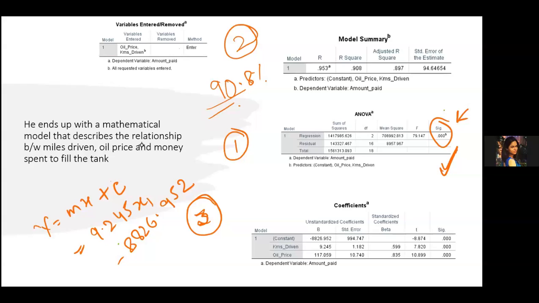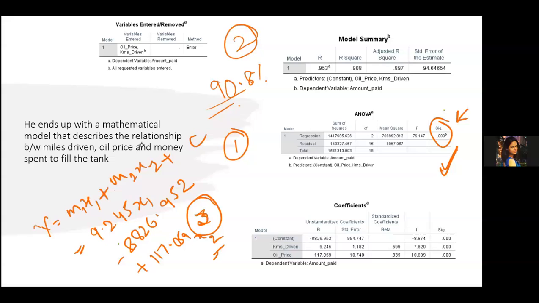Let's say this is x1, but there's one more variable. Oil price. हाँ, तो वो भी बताओ. Plus 117.059. Let's call it x2. Okay. So if there are multiple variables, the equation becomes m1x1 plus m2x2 plus c. Okay. So this is how you can write the regression equation.